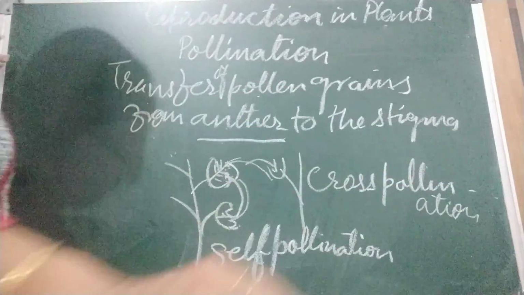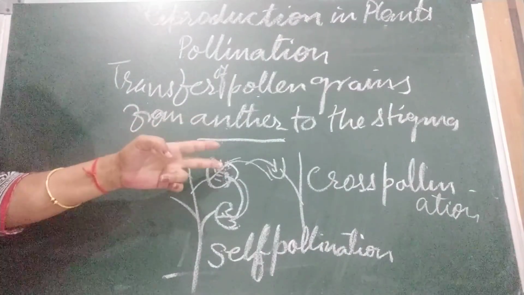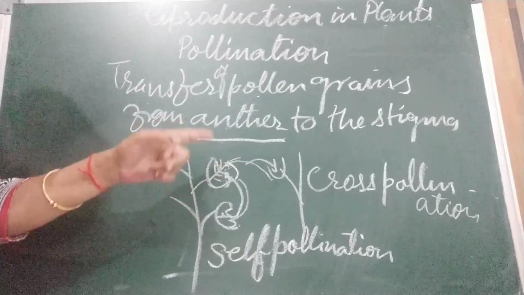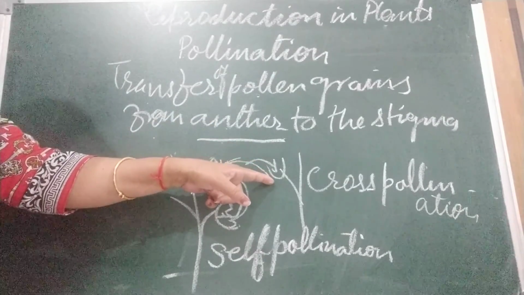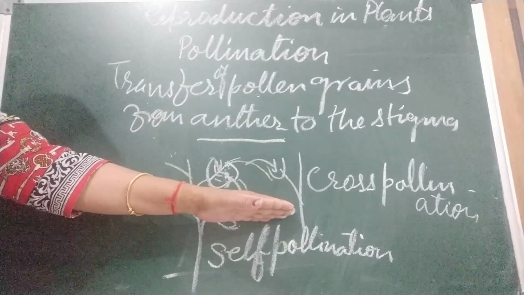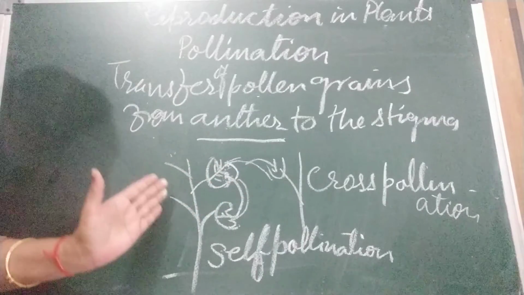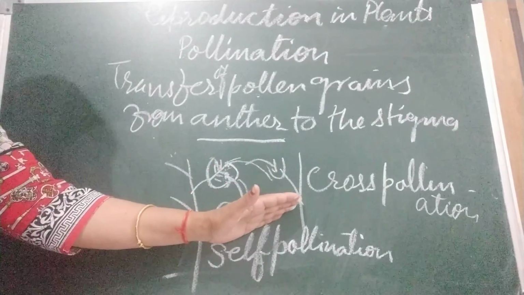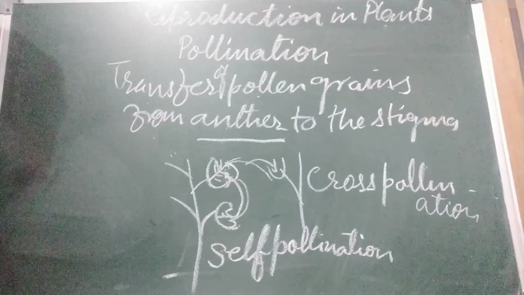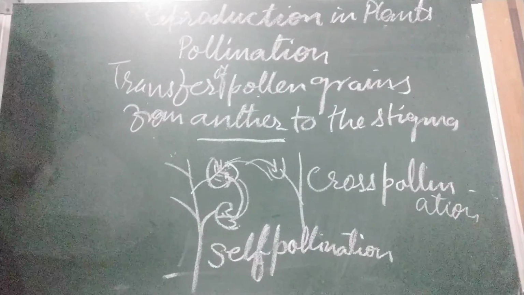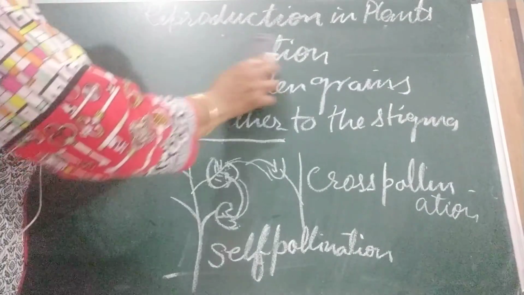Now I am repeating what cross pollination is. The pollen grains are transferred from the anther of one flower to the stigma of another flower of a different plant, but the plants would be of the same kind. Like this is hibiscus, then the other also has to be hibiscus. Clear, children? So pollination is clear: self-pollination and cross-pollination.